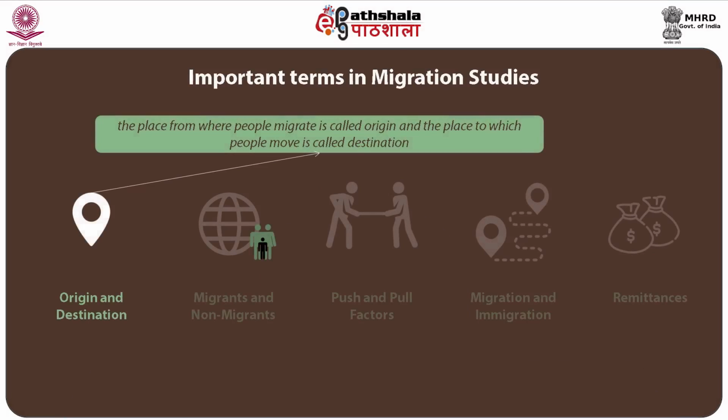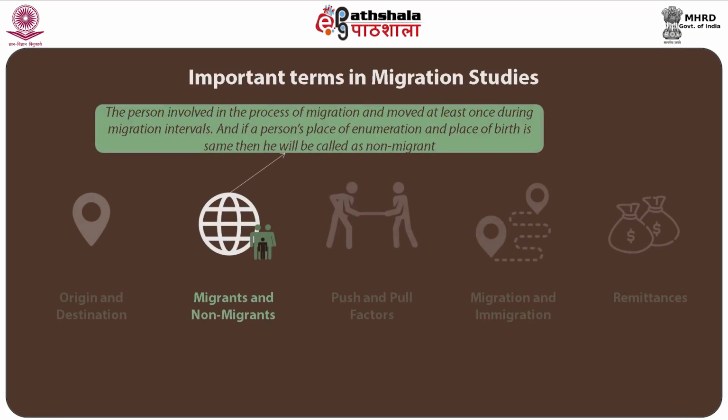Some of the terms associated with migration need to be understood if we are to understand the negatives and positives of migration. Firstly, the place of origin and the place of destination. The place of origin is where the migration originates. The place from where people migrate is called the place of origin, and the place to which people are migrating or moving is called the place of destination.